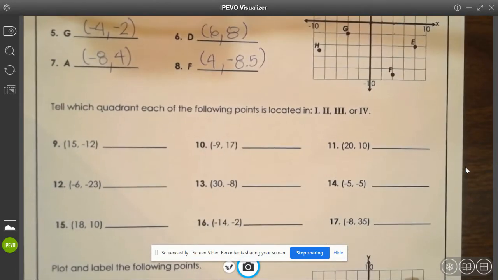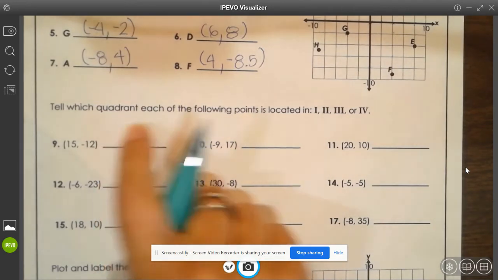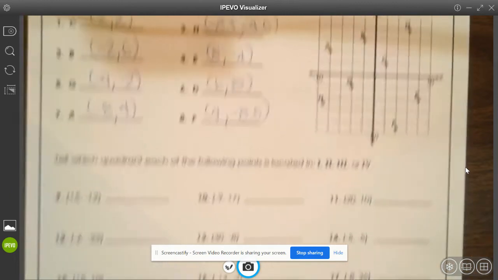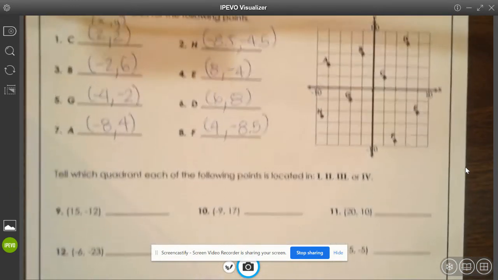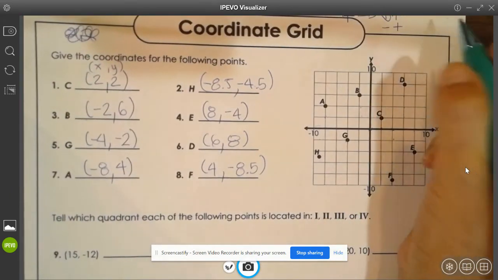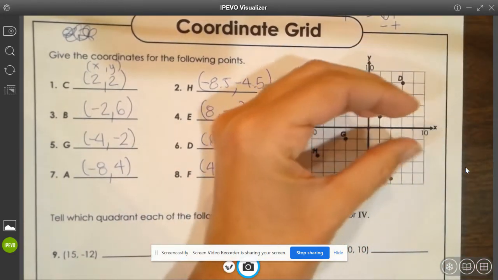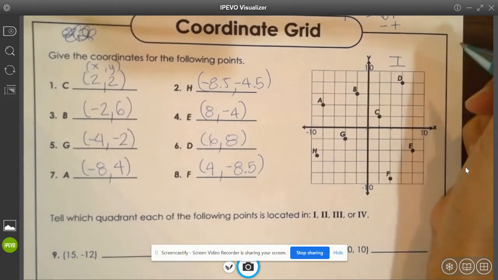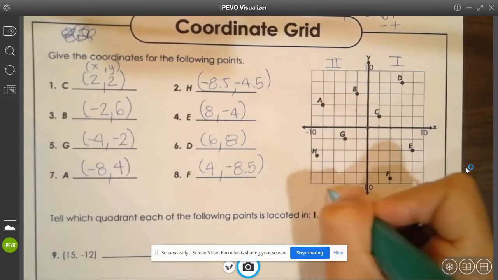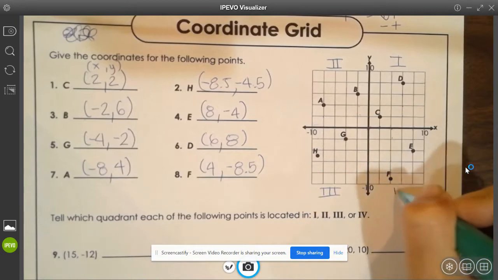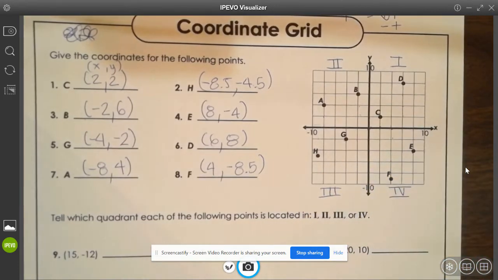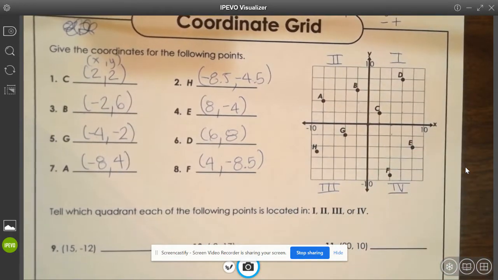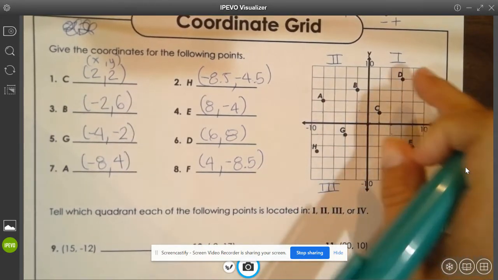All right, so now it says to tell in which quadrant each of the following points is located: quadrant 1, 2, 3, and 4. And how do we know which quadrant is which? Okay, I'll show you how. Think of it as a C, like that. It starts with 1, 2, 3, and 4. We use Roman numerals here. So it goes like that: 1, 2, 3, 4.